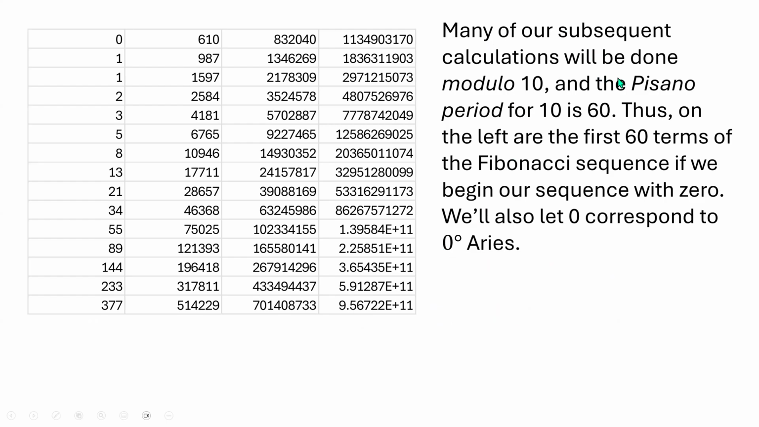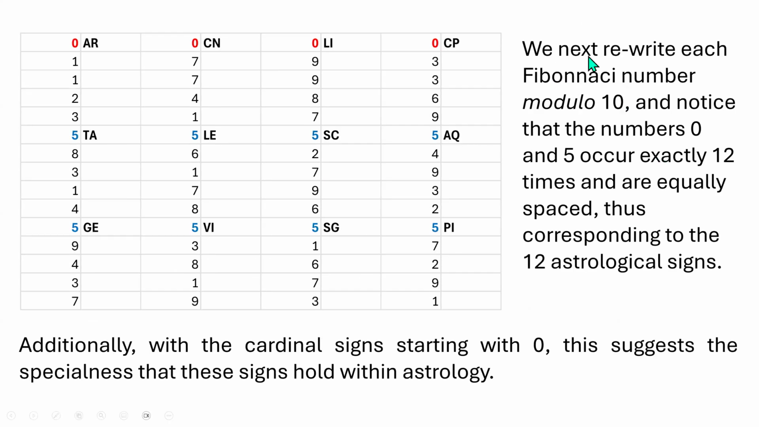Now, many of our subsequent calculations will be done modulo 10, and the Pisano period for 10 is 60. Thus, on the left are the first 60 terms of the Fibonacci sequence. If we begin our sequence with 0, we'll also let 0 correspond to 0 degrees Aries. So if we're starting at 0 degrees Aries, we're using an Aries zodiac here. All right, we next rewrite each Fibonacci number modulo 10, and notice that the numbers 0 and 5 occur exactly 12 times and are equally spaced, thus corresponding to the 12 astrological signs. So we got 60 numbers. That's going to give us 5 numbers in each sign.